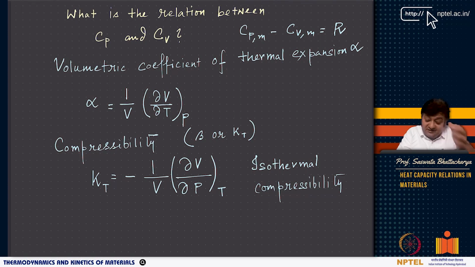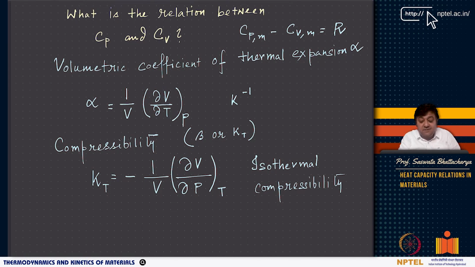So del V del T, volume is like centimeter cube, and this is Kelvin, but you have 1 by V, a normalization, so it's like 1 by centimeter cube. So it has the unit of Kelvin inverse. The unit is Kelvin inverse. It's temperature inverse basically. So 1 by V del V del T.